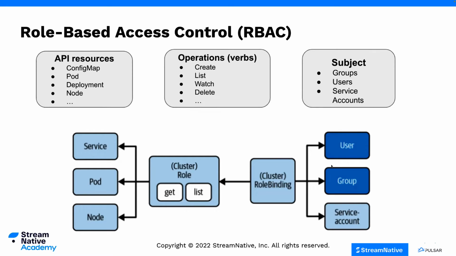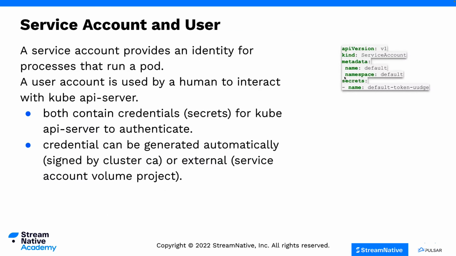So this is your subject, right? And you define the operation, what kind of action you can do, like create, list, watch, delete, get, right? You can also have a resource: config map, pod, deployment, node, right? All the resources we just mentioned, deployment, stateful set, are all resources. So basically this RBAC control defines who can do what to the resource, right? It goes through this YAML file to do that.